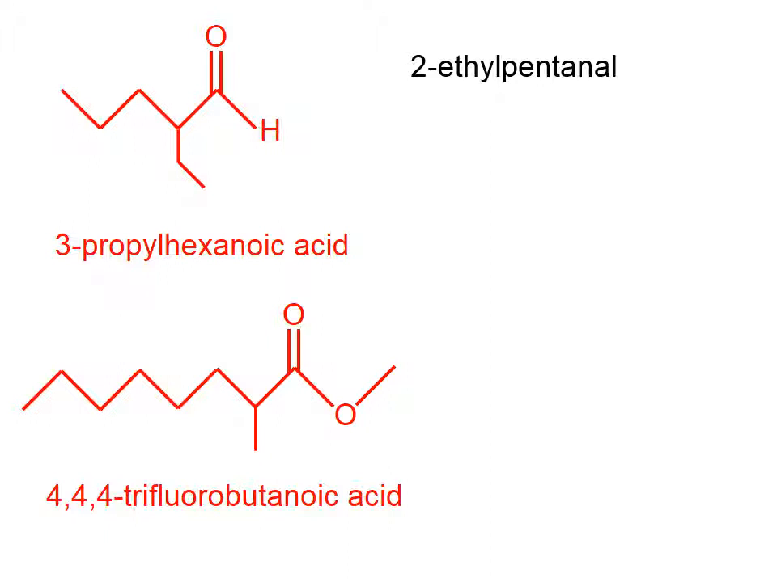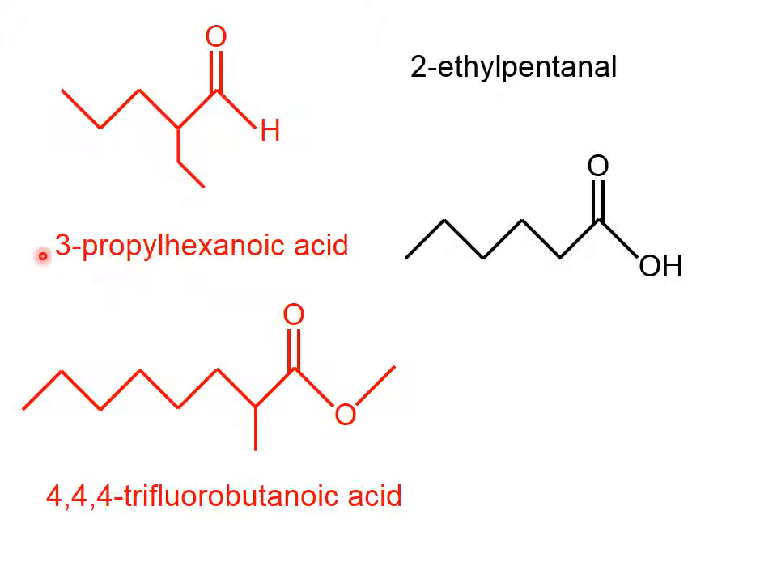This next one, 3-propyl hexanoic acid. The oic acid indicates a carboxylic acid, so let's draw hexanoic acid. Make sure we've got the right number of carbons there. 1, 2, 3, 4, 5, 6. Good. So that's the hexanoic acid part. We've taken care of that.